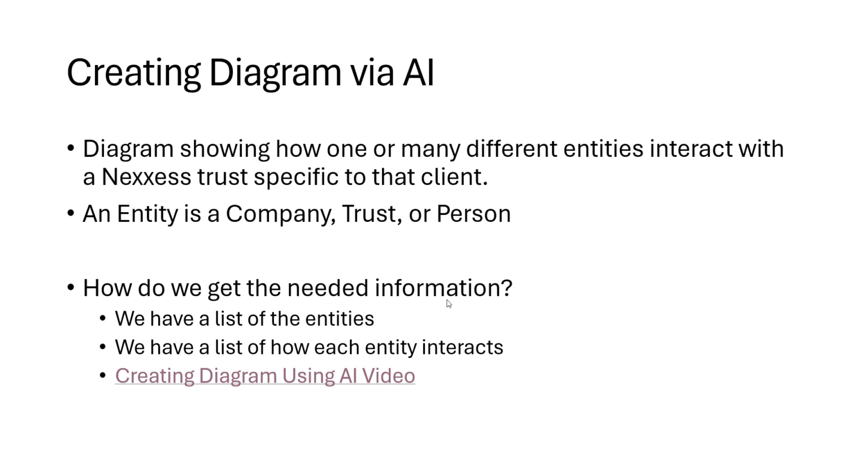So how do we get the needed information? We have the list of entities. We have a list of how each entity interacts with each other, and then we can create a script that does a prompt into a diagramming software or diagramming script. So that's the first one.